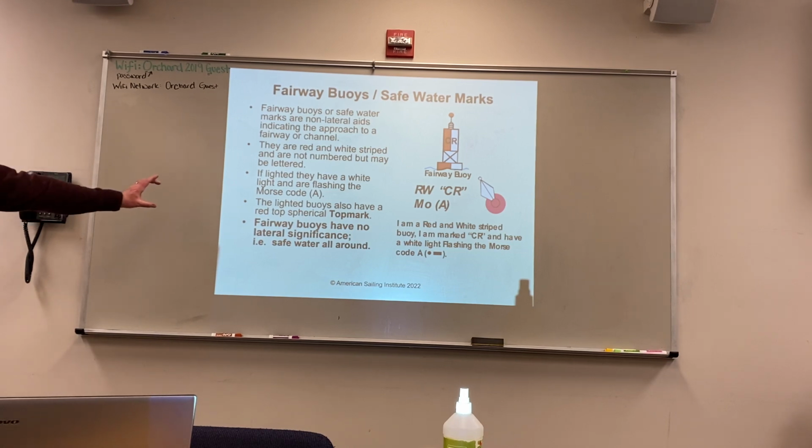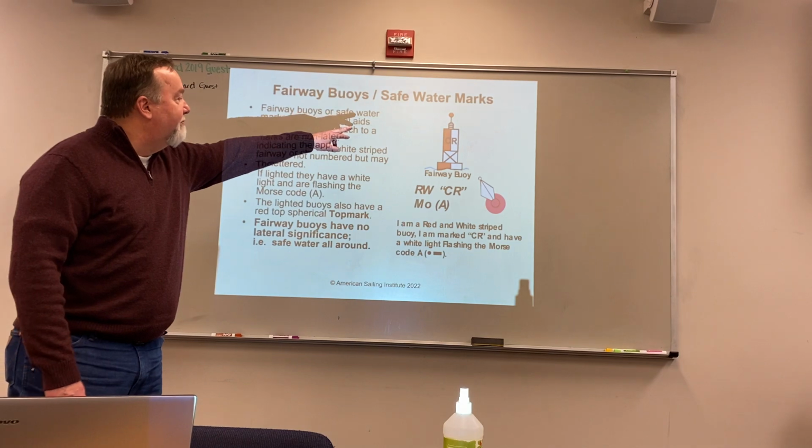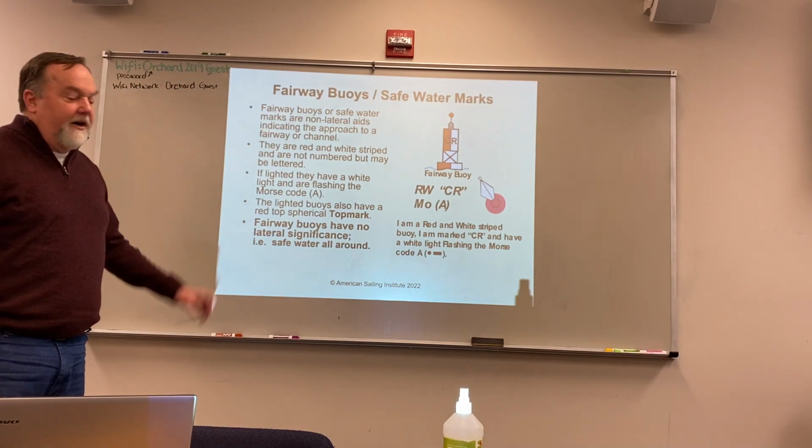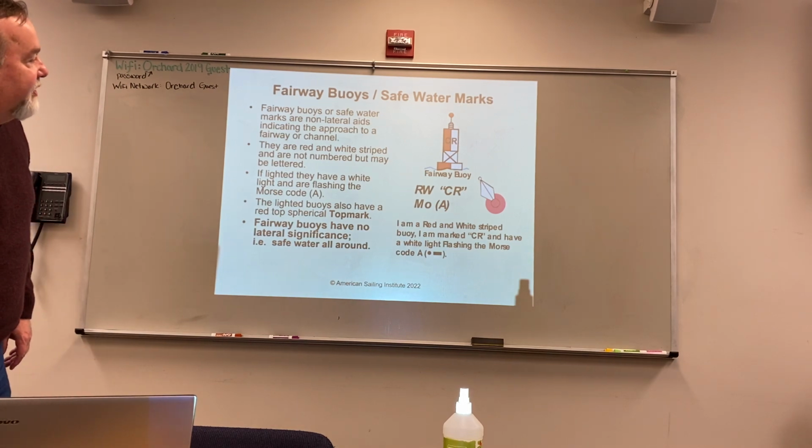They have no lateral significance. In other words, there's safe water all around. I used to go right past them to make sure I was in the deepest water, heading in towards the marked channel. You can go as close as you want, as long as you don't hit them. So again, this is a safe water mark, or sometimes called a fairway buoy. It's designated CR, and its light sequence is Morse code alpha.